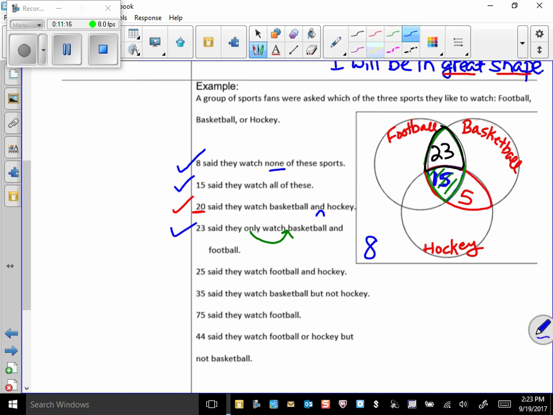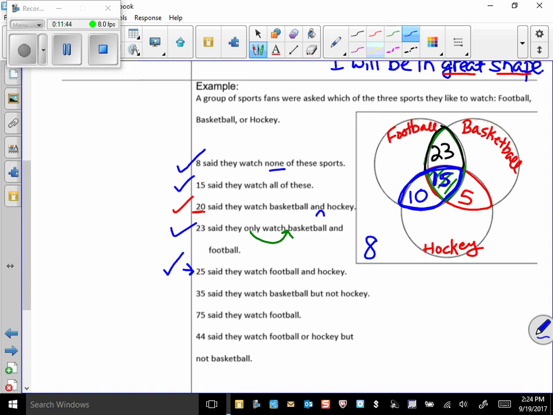So football and hockey. Here's football and hockey. I'm outlining it in blue. Football and hockey right there. And remember this one right here, it doesn't say that we have to exclude basketball. So that's why we put that whole segment there. And I got 25 in there. I've already got 15. That means I got to put 10 right there. Okay, how about the next one?